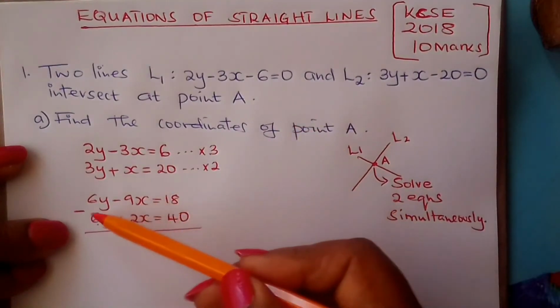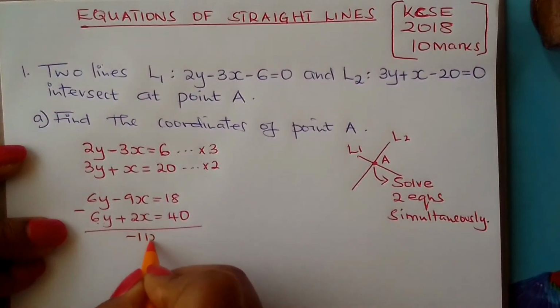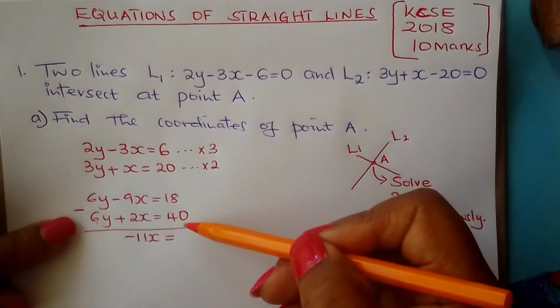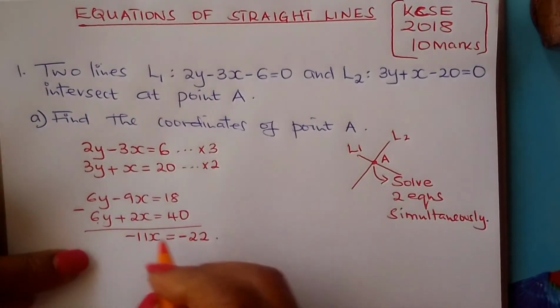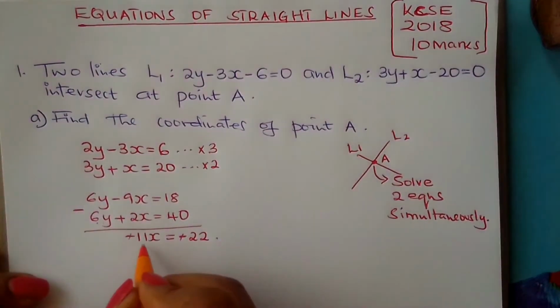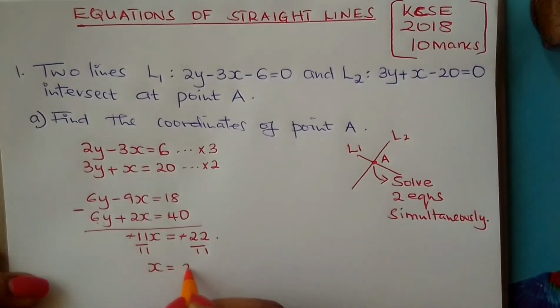So minus 9x minus 2x, learner, gives you minus 11x, which is equals to what? 18 minus 40 gives you minus 22. We can do away with these minuses because they are on both sides. Then you divide by 11, and therefore your x is 2.